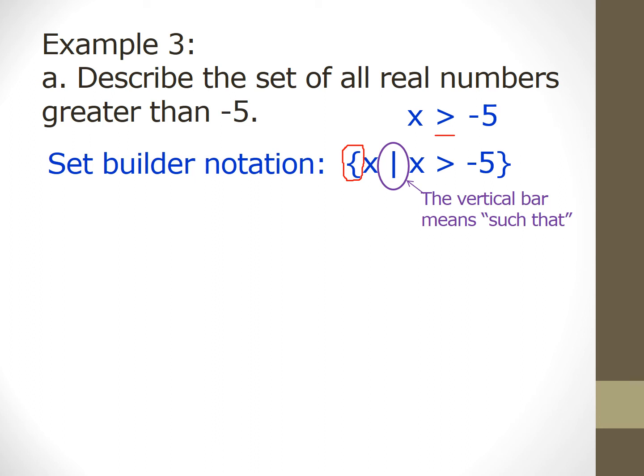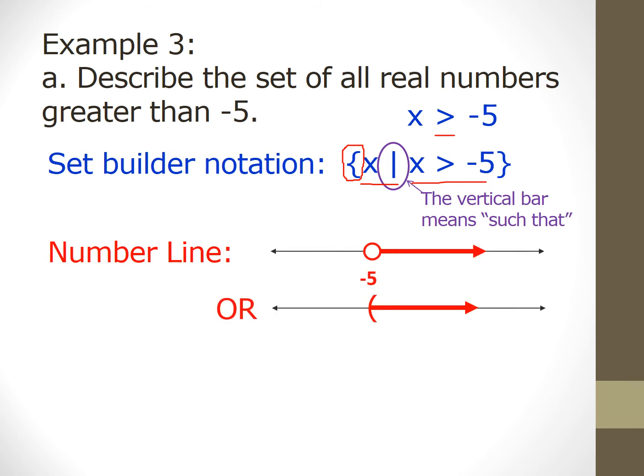This is set builder notation, where we always say it's a set of items such that, and then we go on and describe the parameters for that set. Now on the number line, x is greater than -5, we would write one of two ways. You see both arrows go to the right because it's greater than -5. Here's -5. One has an open circle, one has a curved parenthesis. Both of these imply that you go all the way up to -5, but do not include -5.